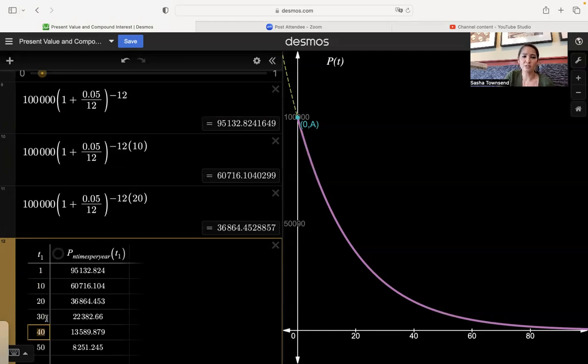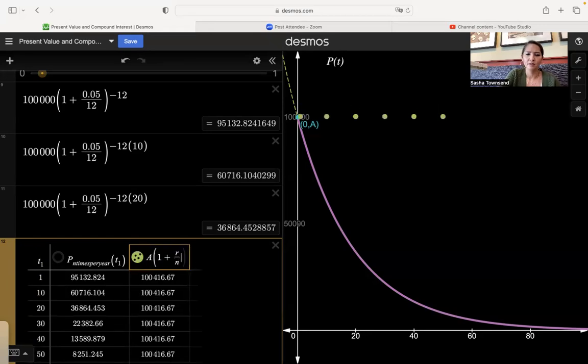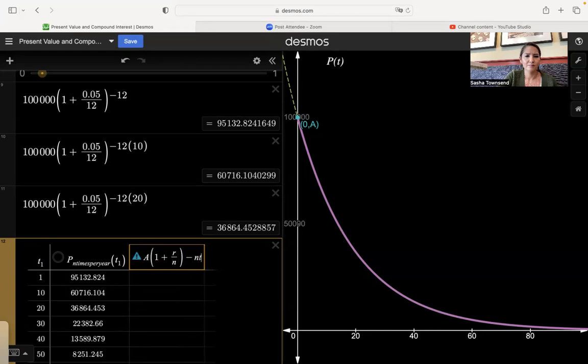So if we want $100,000 in 30 years, we need to deposit $22,382.66 right now. If we want to have $100,000 in 40 years, we only need to deposit approximately $13,600 right now in order to get that $100,000 in 40 years. If we want $100,000 in 50 years, then we need to deposit $8,251 right now. Now, if you're saying, is it really using the correct formula? You can always type the formula in over here. We have A times 1 plus R divided by N raised to the negative NT.